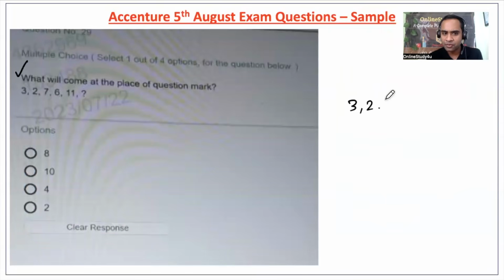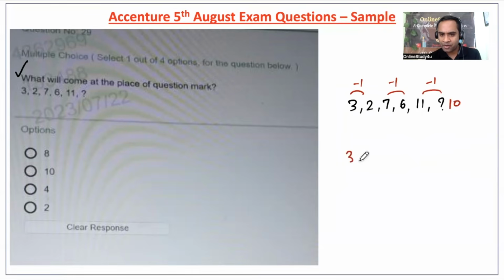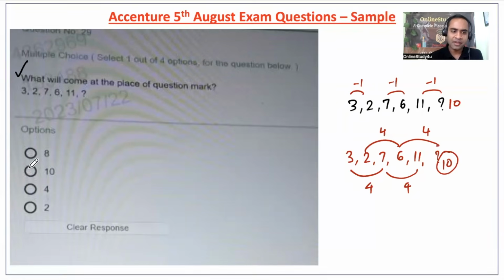So we have 3, 2, 7, 6, 11 and what? Friends, getting the logic here is also very important. So 3 to 2, 7 to 6. So 3 minus 1 is 2, and 7 minus 1 is 6. So 11 minus 1 will be 10. See, for one question, there might be multiple logics. Now 3 plus 4 is 7 and 7 plus 4 is 11. 2 plus 4 is 6 and 6 plus 4 will be 10. So I always say, for number series, basically for one question, there might be more than one logic.